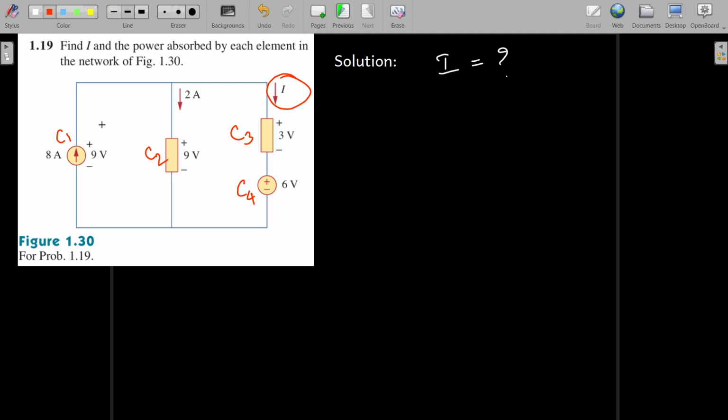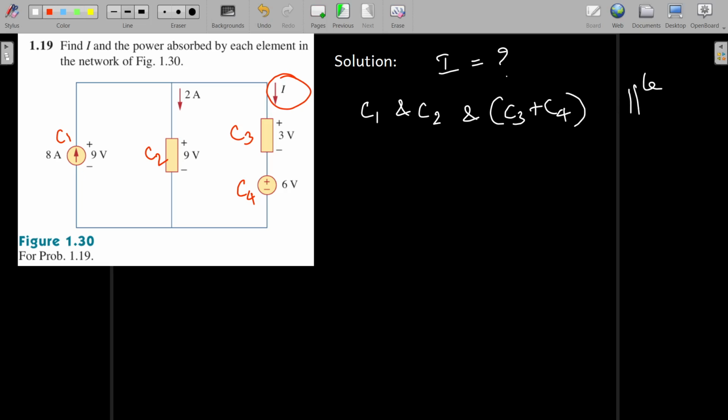And when we observe, there are 3 branches here, and component 1 and component 2 are connected in parallel. Similarly, C3 and C4 are in series, but they are in parallel with C1 and C2. Okay, so you understood now. C1, C2, and the combination of C3 and C4 are all in parallel.